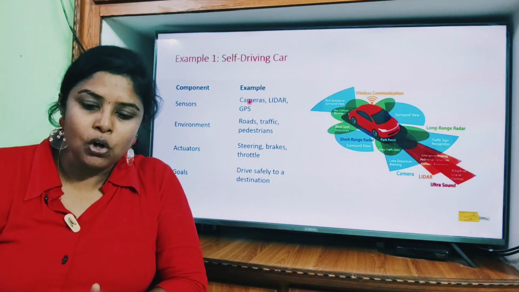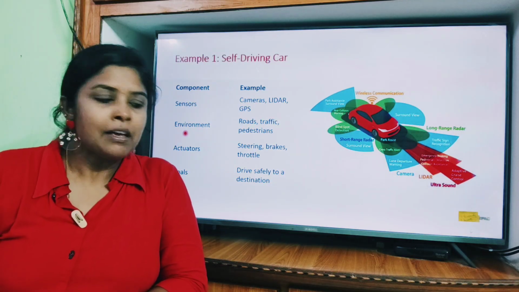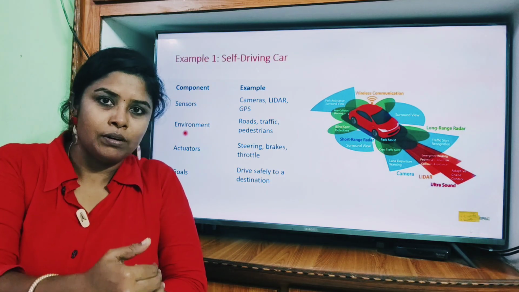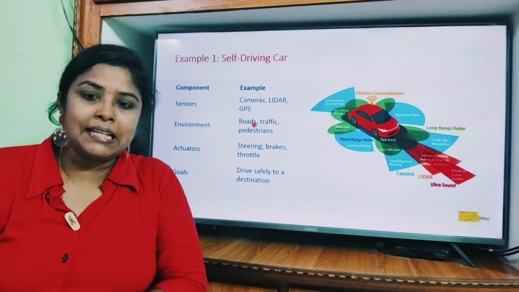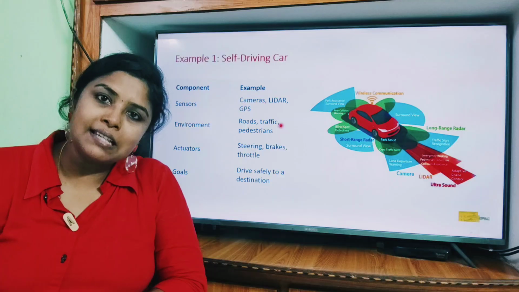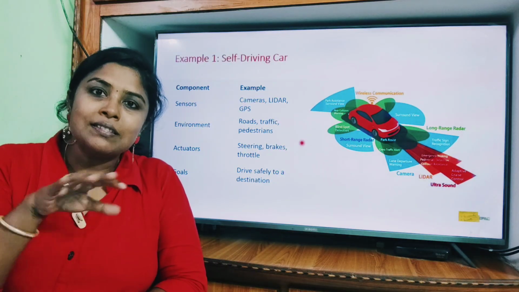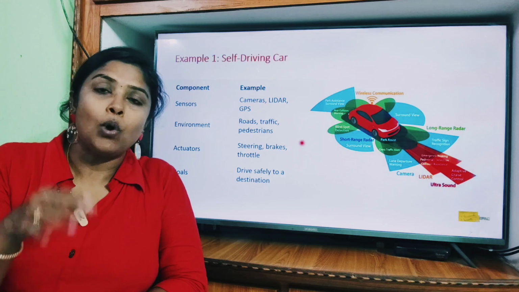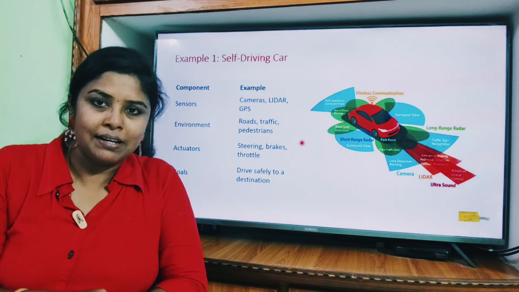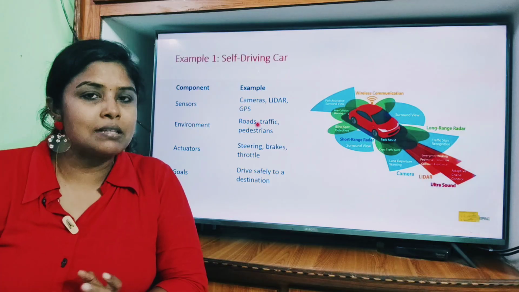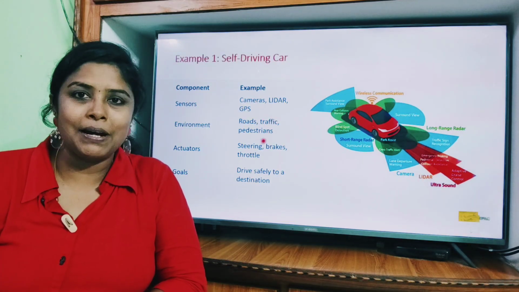Coming to the environment. What is the environment of my self-driving car? When a car is traveling on the road, what can it see? Obviously, it can see the roads, it can see the traffic, it can see the pedestrian crossing. So it will see the surroundings. Whatever surrounds my agent, whatever my agent is able to see, that is my environment, right? So what is the self-driving car able to see? The roads, traffic and the pedestrians.